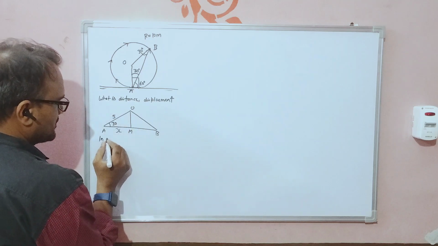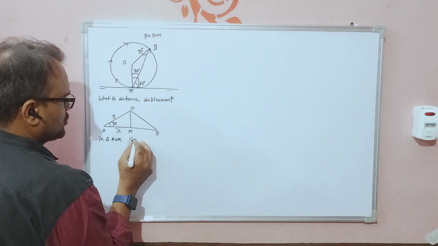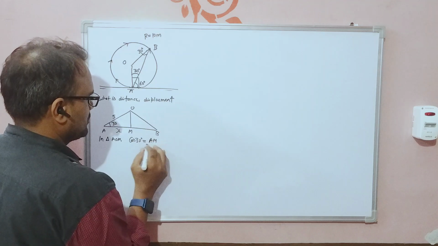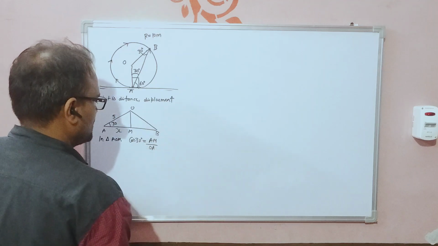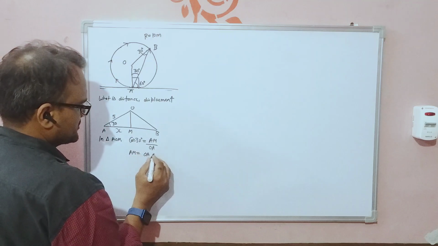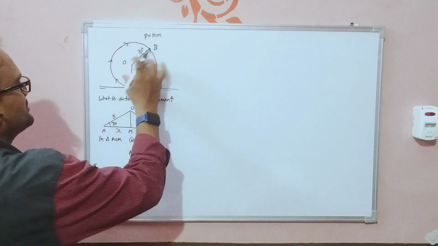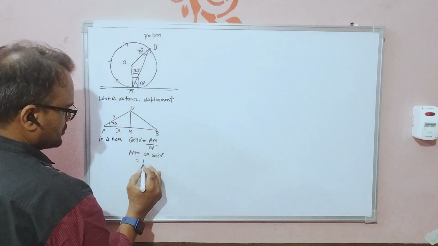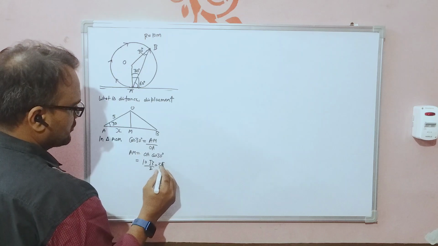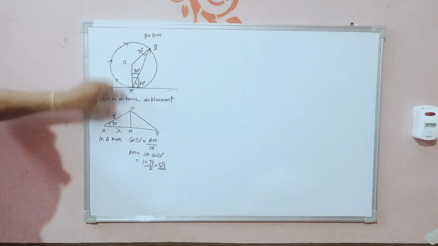So in triangle AOM, I apply cos 30 degrees is equal to AM upon OA. So from here I can calculate AM is equal to OA times cos 30. OA is equal to how much? It is 10. So it comes out to be 10 root 3 upon 2, so that will give me 5 root 3. This is AM.